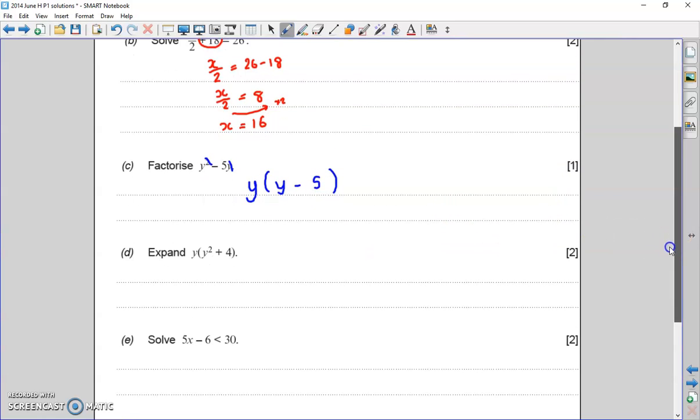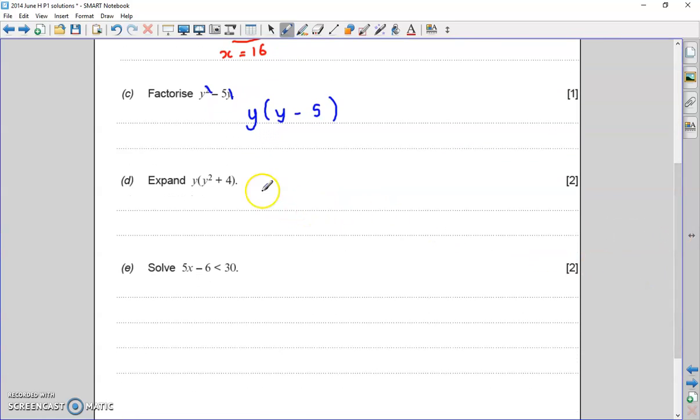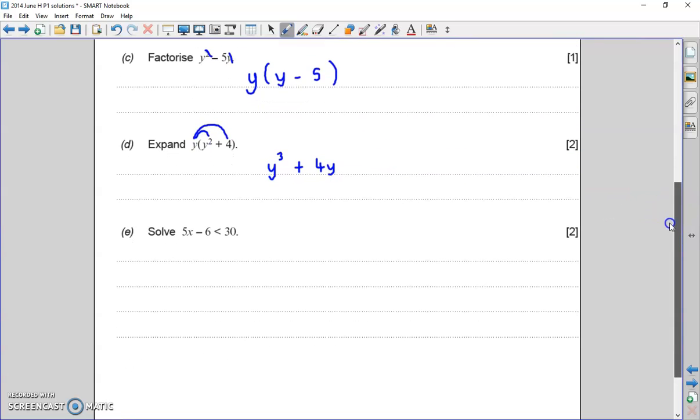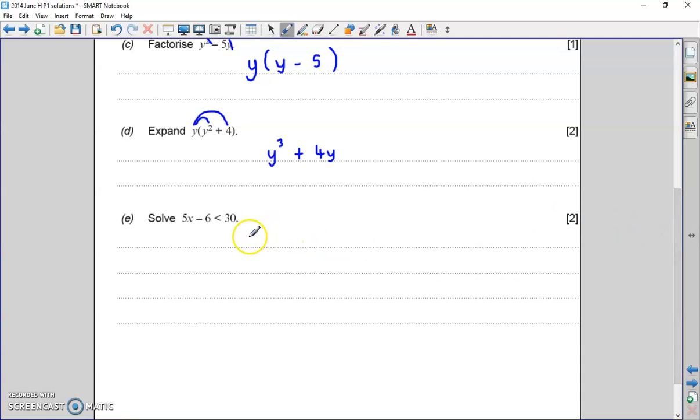That's easy. Okay, expanding is the opposite, multiplying it out. Y times y squared, y times y times y is y cubed, and y times plus 4 is plus 4y, a mark for each 2. Nice, easy. I love the algebra page, especially the early one.